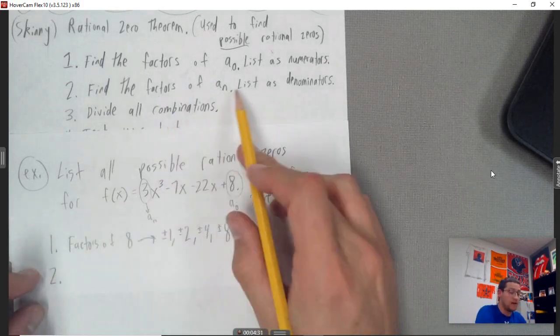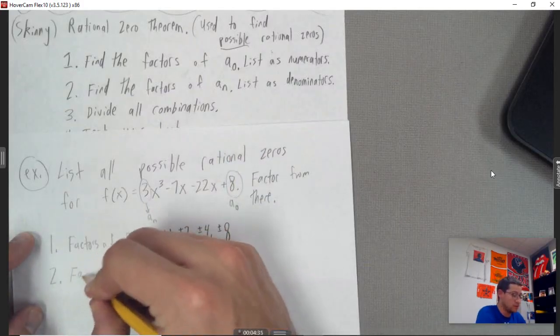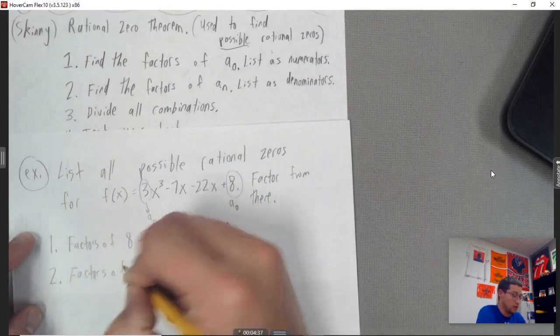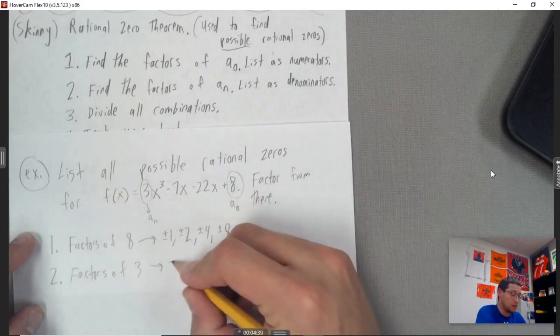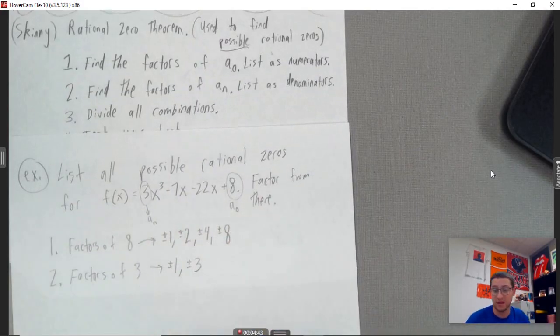Step 2, find the factors of a sub n. My a sub n is 3. So in this particular one, I'm going to find the factors of 3. Well, this is plus or minus 1 and plus or minus 3. Not much else. These are my integer factors.